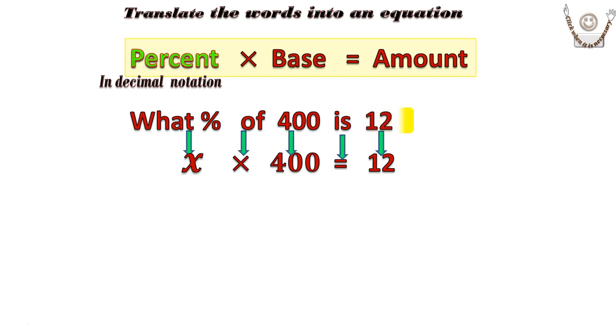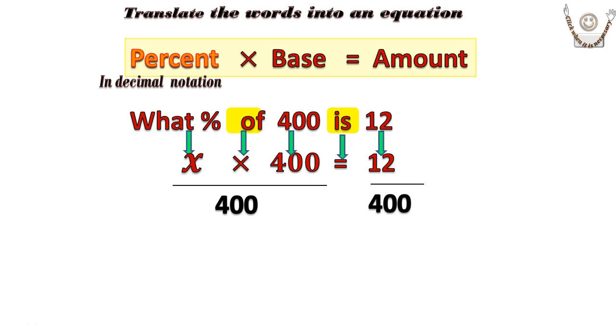Now we have to solve this equation for x. We have to divide both sides by 400 because we are looking for positive 1x. Now 400 divided by 400 is 1. So x would be 0.03 because 12 divided by 400 gives you 0.03. So our answer is in decimal notation. For all calculations we have to use decimal notation.